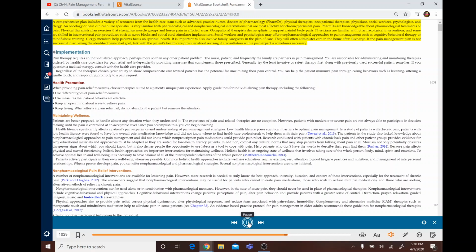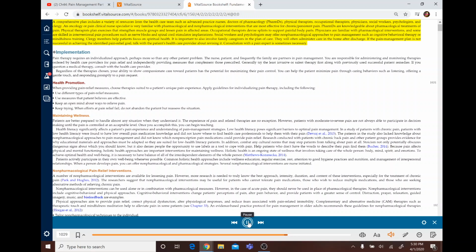Physical therapists plan exercises that strengthen muscle groups and lessen pain in affected areas. Occupational therapists devise splints to support painful body parts. Physicians are familiar with pharmacological interventions, and some are skilled in interventional pain procedures such as nerve blocks and spinal cord stimulator implantations. Social workers and psychologists may offer non-pharmacological approaches to pain management such as cognitive behavioral therapy or mindfulness training. Clergy members help patients focus on spiritual health.